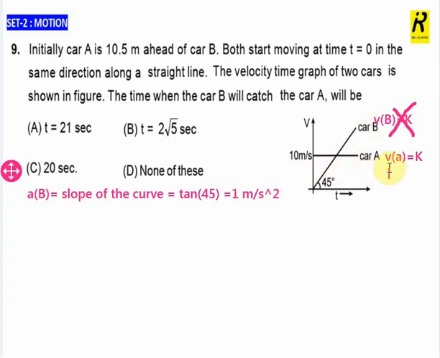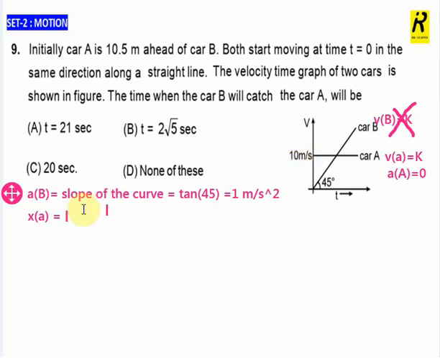And no doubt the acceleration of car A is 0, so there will be no acceleration in car A. Now what I do is let me find x, the distance, otherwise I say the displacement of car A. So car A starts from this velocity, which is 10.